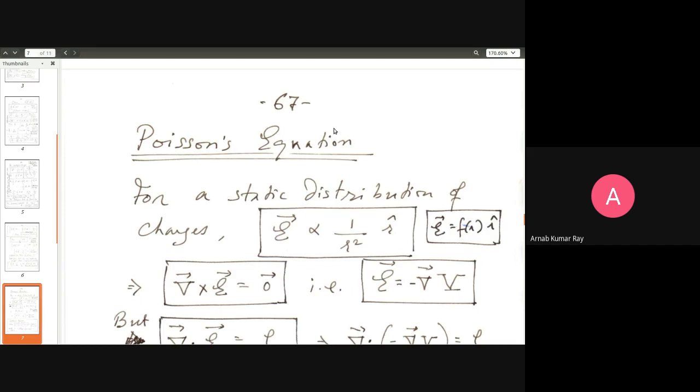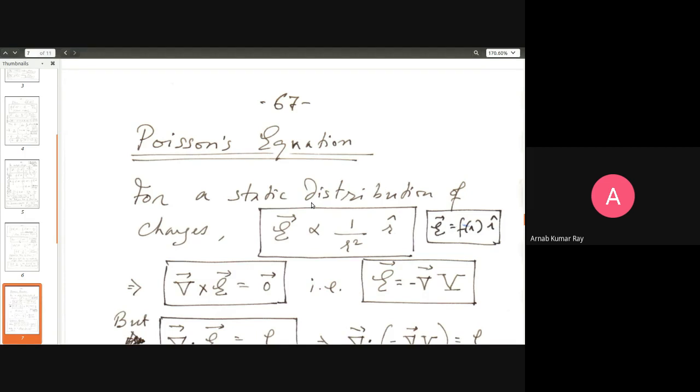Here you have Poisson's equation. How to begin with this thing? We are still talking electrostatics. You have a static distribution of charges. Let us just say take a single charge, one charge. You don't even have to worry about a distribution of charges. A single charge will have an electric field of q by 4 pi epsilon naught r squared into r cap.